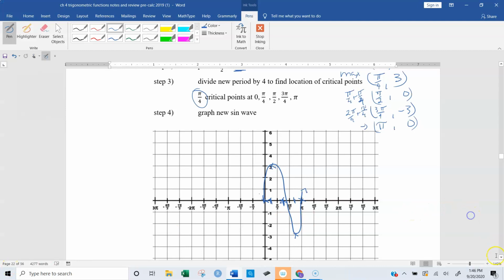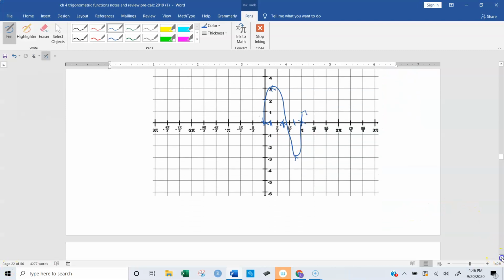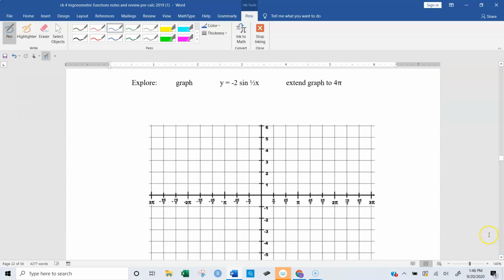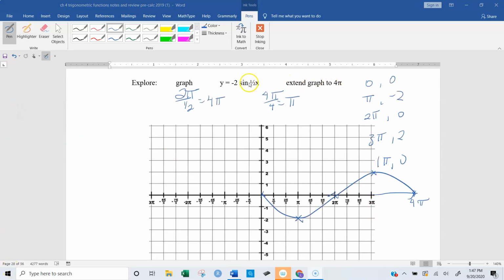Okay, now let's see if you can do this. Negative 2 sine of 1/2 x. Okay, you're going to need 4 pi on this. Pause and give it a shot. And I hope you did well. You should have taken 2 pi divided by half and gotten 4 pi. Now you take 4 pi and divide it by 4 to find our critical points. So they're pi apart. So it's 0, pi, 2 pi, 3 pi, 4 pi.